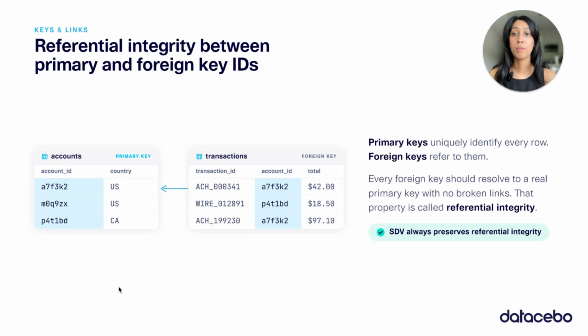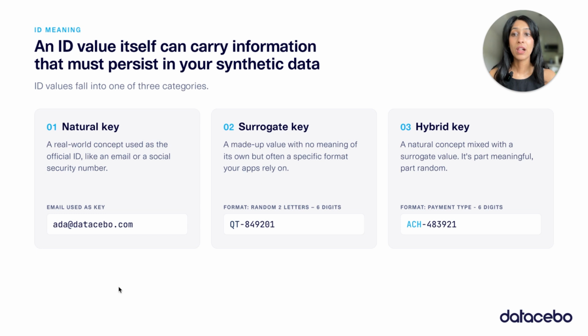ID columns have important roles in a database. Primary keys are IDs that uniquely identify every row in a table, and this allows foreign key IDs to reference them. In database speak, we call that referential integrity. It means that the foreign key ID reference should be found, so essentially, you shouldn't have any broken links. Ever since we created SDV, we've made sure that your synthetic data always contains referential integrity. But there's more to IDs than just referential integrity. An ID value itself might be meaningful. It might contain important information that needs to be carried over into your synthetic data.